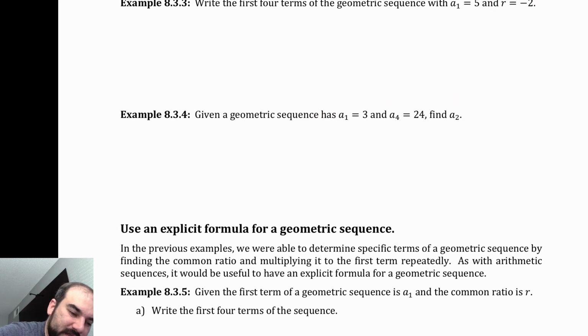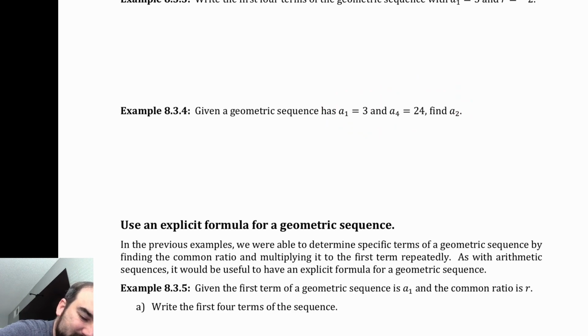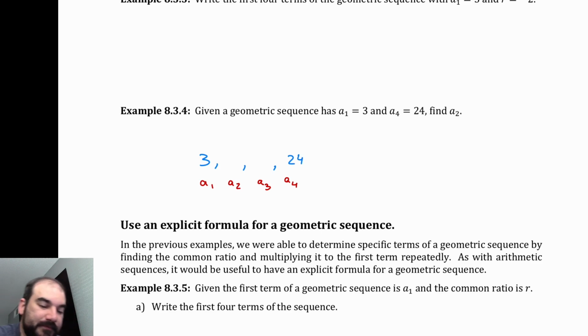Let me go over this one because this is kind of like the previous example. If I have 3 as my first term, so that's A1, and then I'm missing a couple terms again. I'm missing the A2 and the A3, and then I have A4. A4 is 24. So we can do the same thing we did last time to get from here to here. We multiply by D every step of the way.